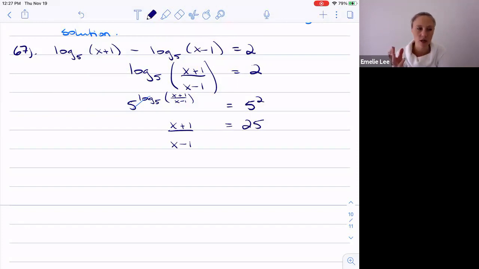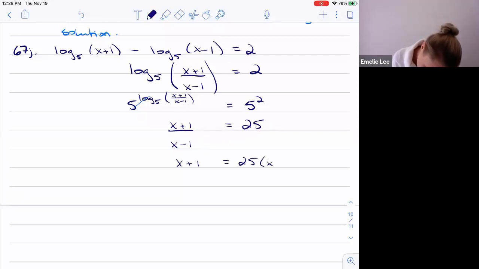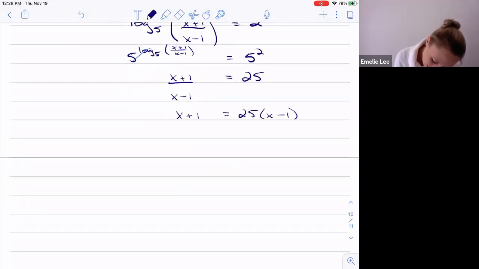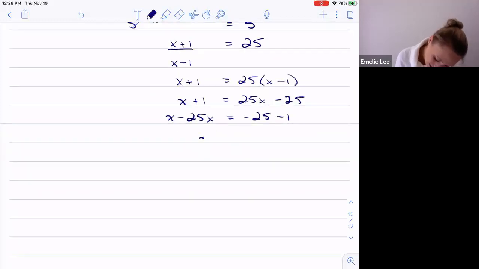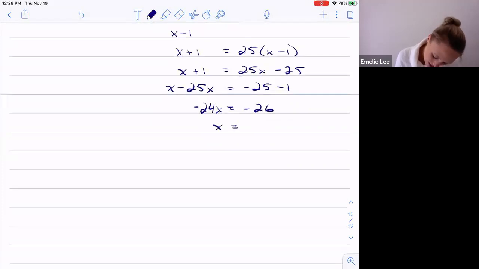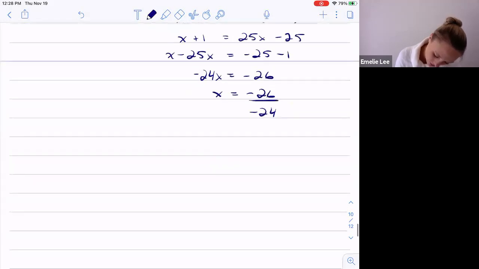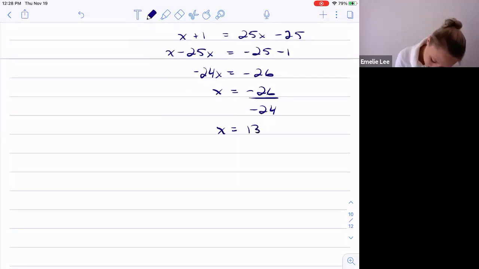Now I'm back to something that I know how to solve. I can multiply this x minus 1 over here. It's always a good idea to check to see if you can factor something and cancel it that way. If not, you can just multiply the x minus 1 over. So you get x plus 1 is 25 times x minus 1, so x plus 1 is 25x minus 25. I'm going to move the 25x over to the left-hand side and the 1 over to the right-hand side. So I get x minus 25x is negative 25 minus 1, so negative 24x is negative 26. So x is negative 26 divided by negative 24. x is 13 over 12.